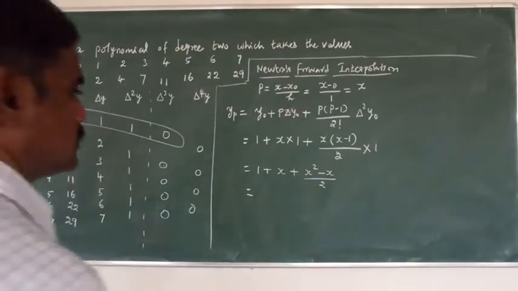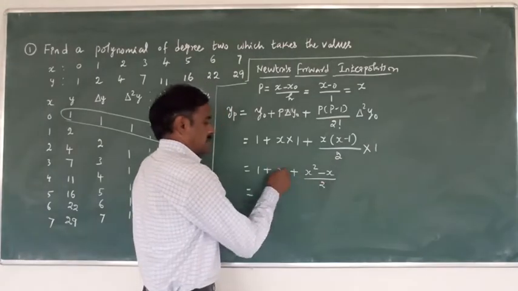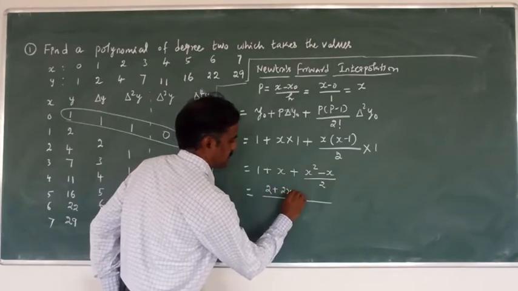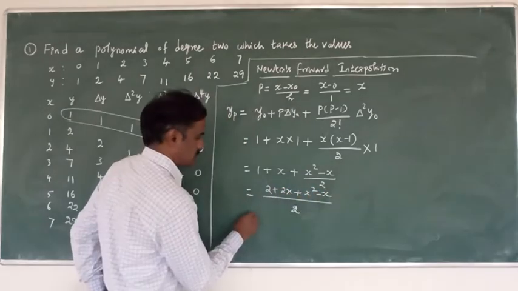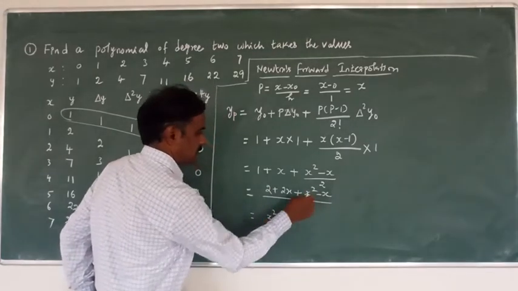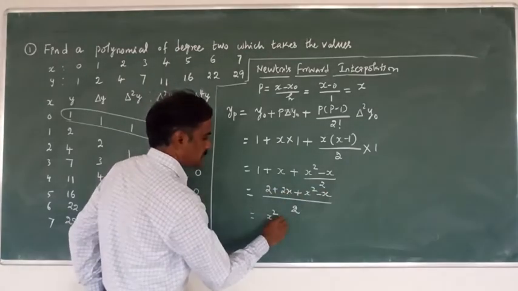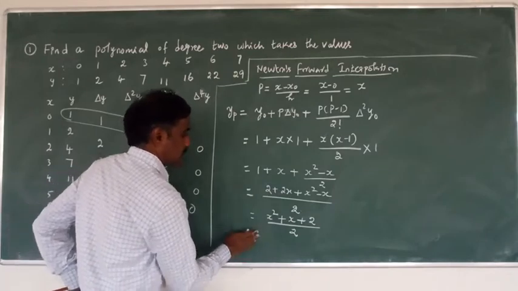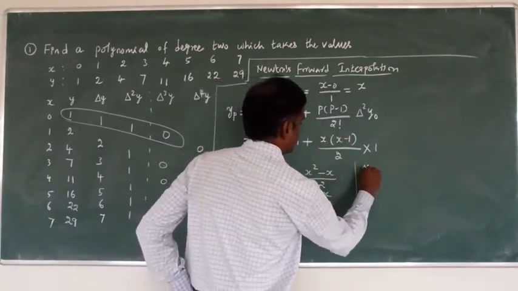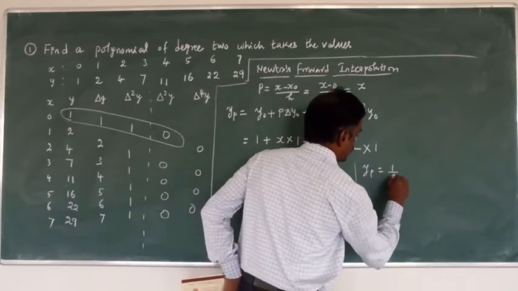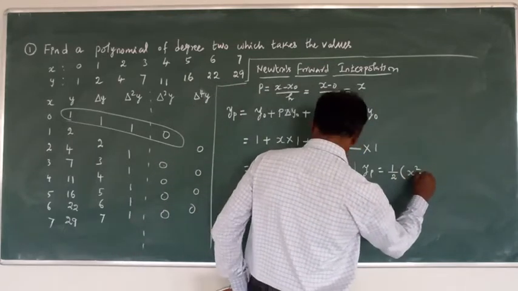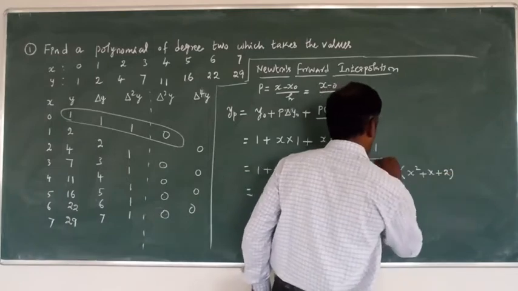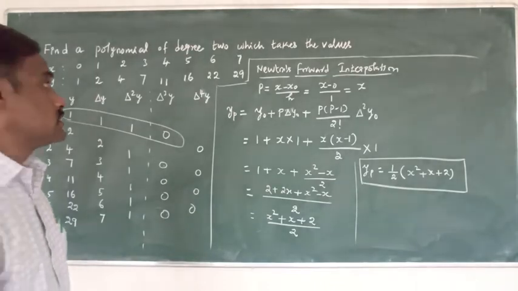Next, we take the LCM 2: this is 2, and this is 2x plus x square minus x. Now to simplify, x square and 2x minus x, plus 2, all divided by 2. So we can write it in this form: y of p equals 1 by 2 common within brackets, x square plus x plus 2. This is the polynomial equation of the given sum.